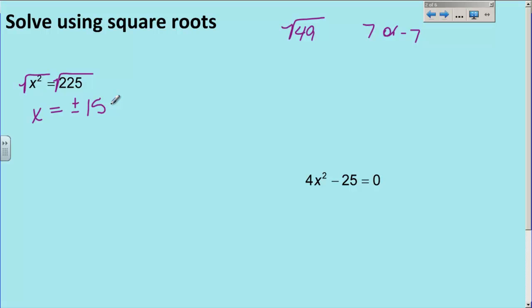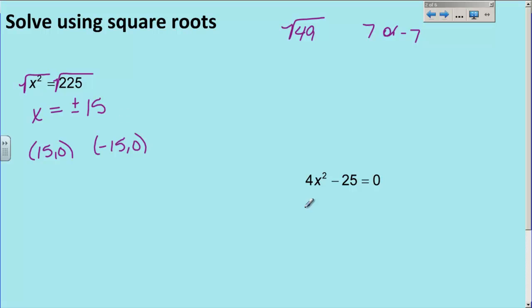My two answers to this problem, if I'm going to write them as ordered pairs on the graph, are going to be 15, 0 and -15, 0. These are the two places it crosses the x-axis. But instead of writing this down twice, I can write it as one statement, plus or minus 15. It tells the person reading your paper or looking at your answer that it is both of those. So that's the square root thing.